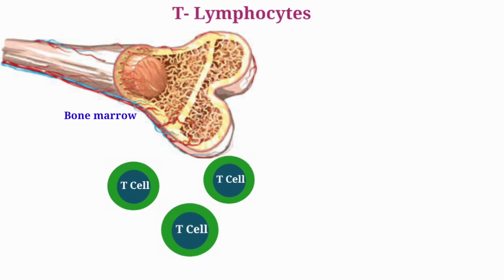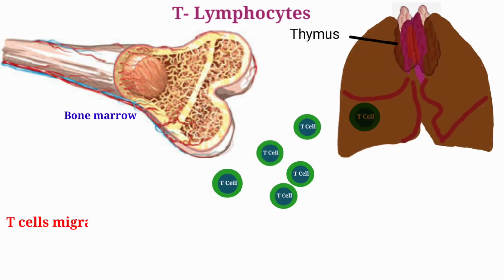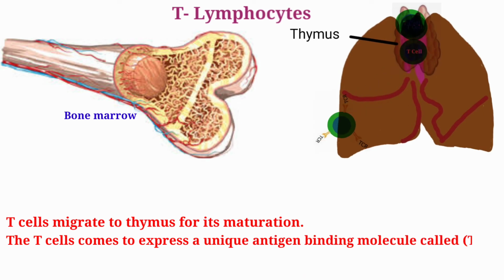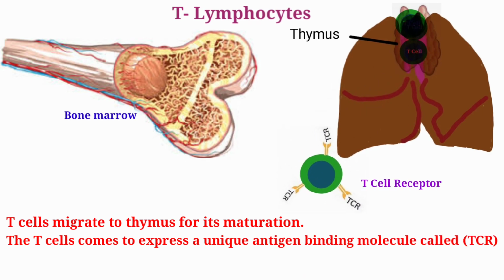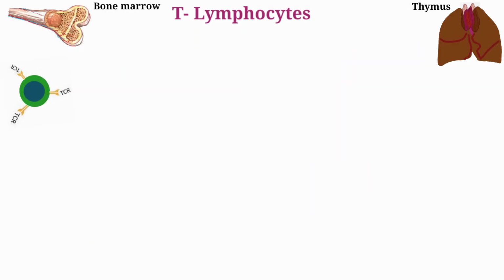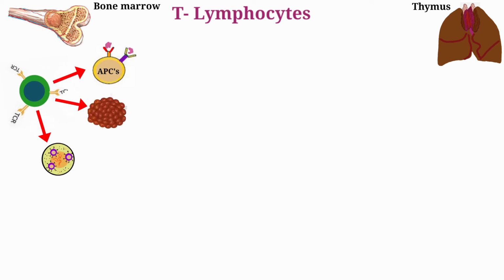T lymphocytes. T lymphocytes arise in the bone marrow, but unlike B cells which mature within the bone marrow, T cells migrate to the thymus gland to mature. During its maturation within the thymus, the T cell comes to express a unique antigen binding molecule called the T cell receptor. T cells do not make antibodies but perform various effector functions. T cells help in eliminating antigen presenting cells, cancerous cells, virus infected cells, or grafts.